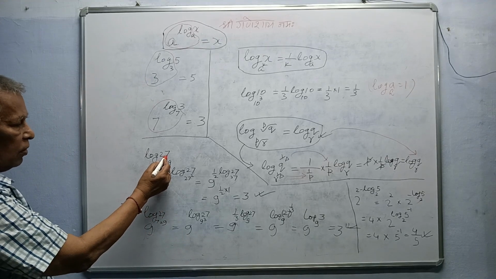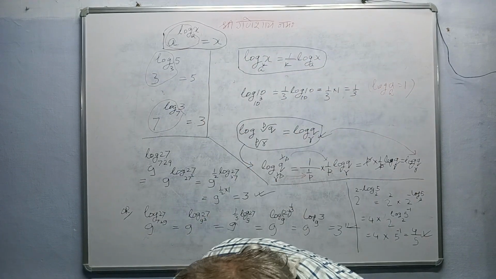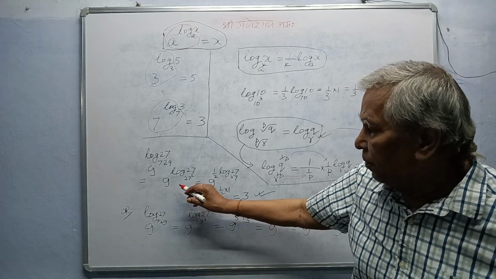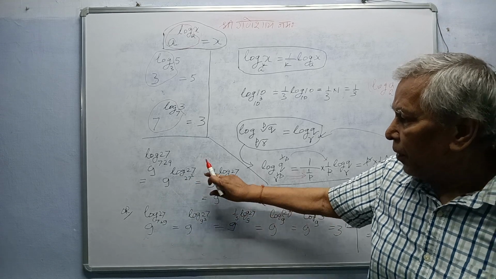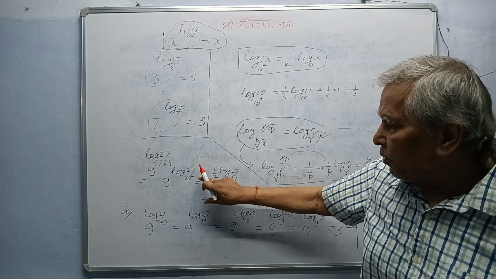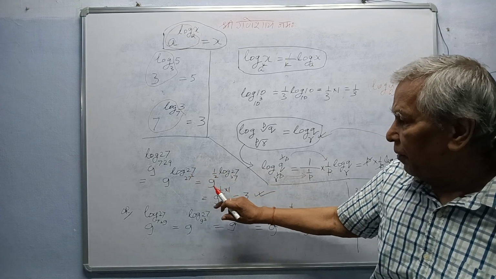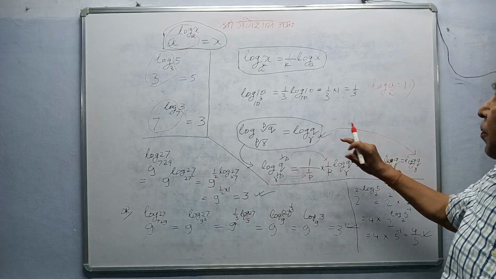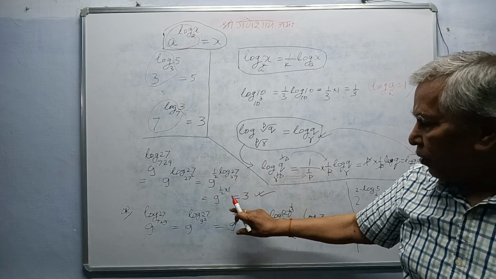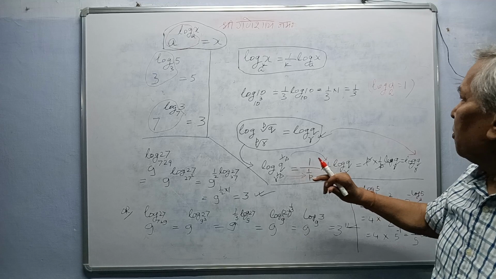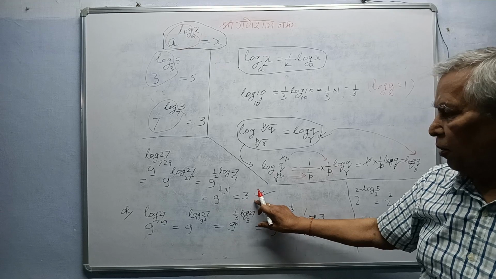9 to the power log 27 to the base 729. We know that 729 is 27 square. Because here we have 27, we want to have 27 as the same base. This formula again, the 1 by k formula: so 1 by 2 log 27 to the base 27, so this is 9 to the power half. Log a to the base a is equal to 1. So this is 1, so 9 to the power half is equal to 3.